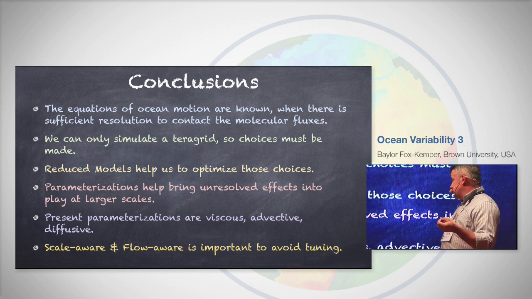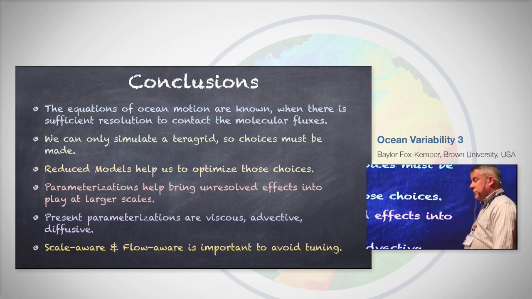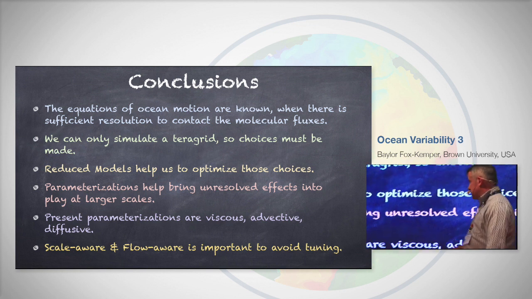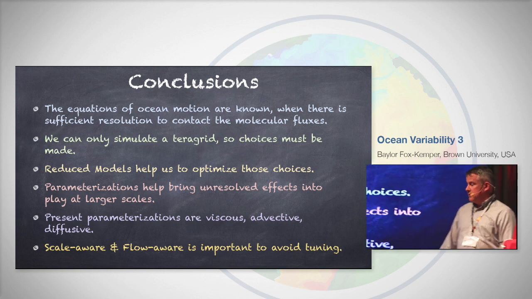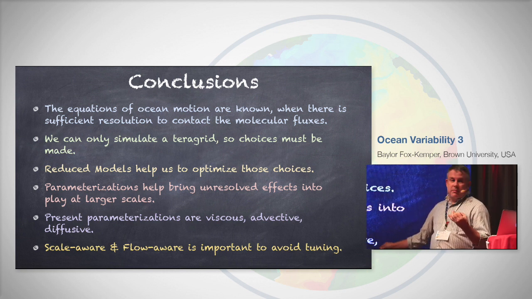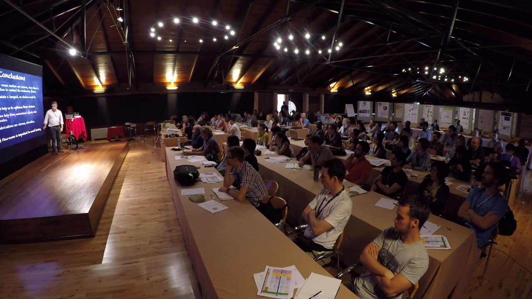Present parameterizations are viscous or advective. The viscous one is the QG Leith one we saw. The advective one is the one from the submesoscale, and sometimes diffusive. Actually, the submesoscale one can be adapted into diffusive. So in this sense, it mimics those molecular flux laws. But it does not mimic them in that it doesn't keep the diffusivities constant. The diffusivities are a function of what's going on in the flow. And so they are scale aware and flow aware.